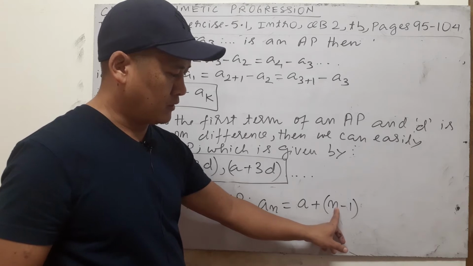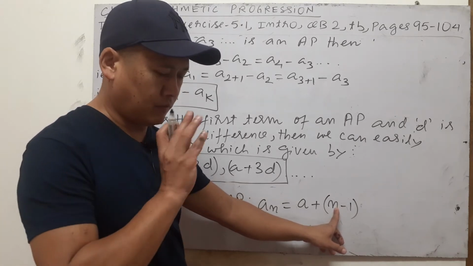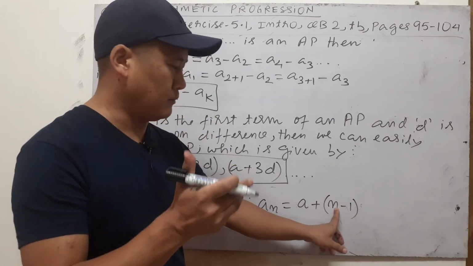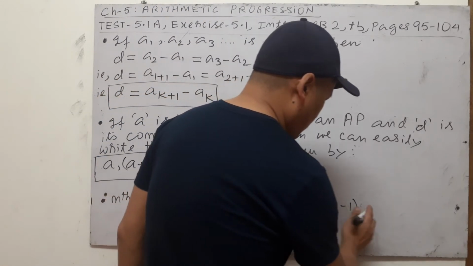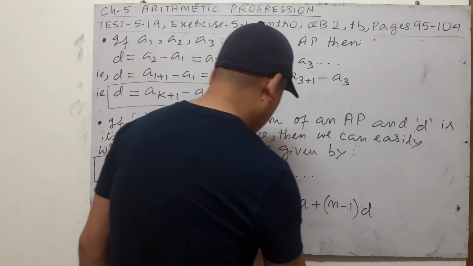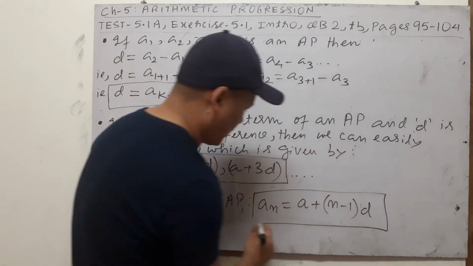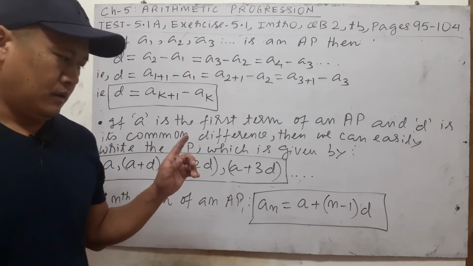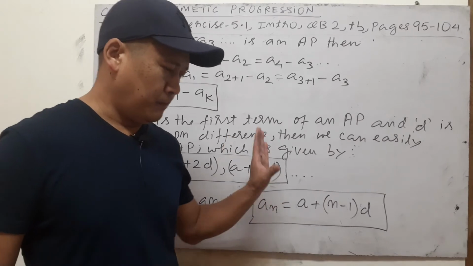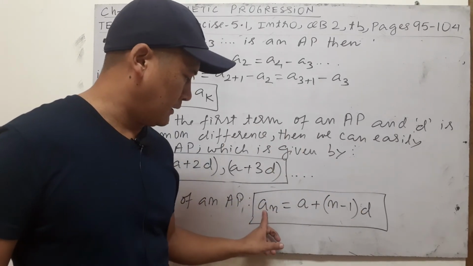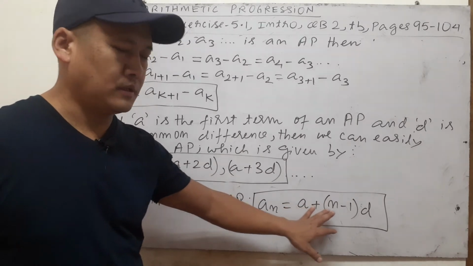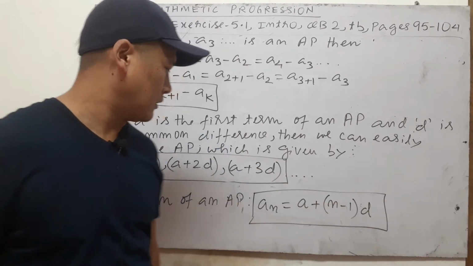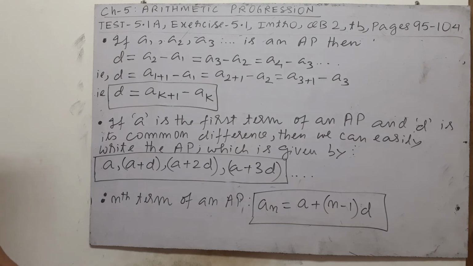So if the position is the 5th term, then n will be 5, 5 minus 1. First term plus n minus 1 into common difference. This is the formula we use to find out the value of a term in a particular position. The nth term means the value of the nth term is first term plus n minus 1 into common difference. So keep these 3 formulas especially in mind.